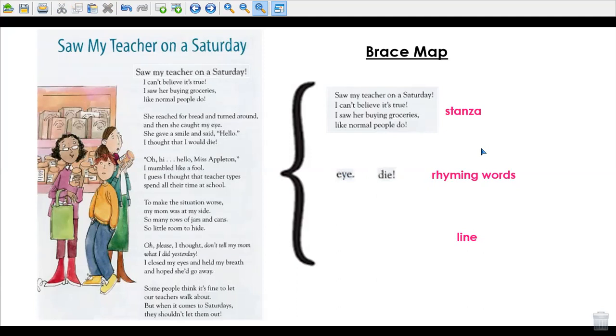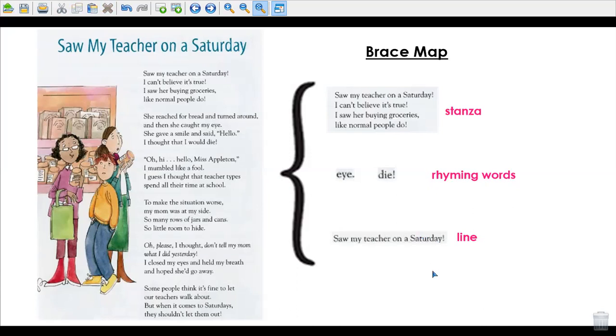Good review. All right, next up, we have a line. And a line is when the text ends in a poem. So it's when the text ends. Text are the letters and the words when it ends. So go ahead and look at your poem and find one line and read it in your head. Now, once you've done that, I'm going to find my line that I have, and I did the very first line, made it easy. And I did, saw my teacher on a Saturday.